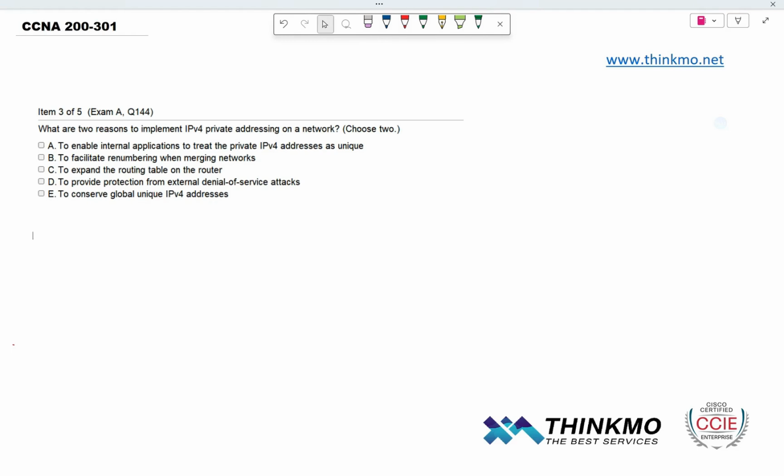This multiple choice question states that in network implementation, private addresses are used, and there are two reasons for using private addressing. The first one, option A, says that internal applications will be able to treat this private IPv4 address as a unique address, which seems correct. Then option B is about facilitating merging, requiring renumbering when merging networks. This doesn't relate, so this is incorrect. The IPv4 private address is not specifically for this purpose.